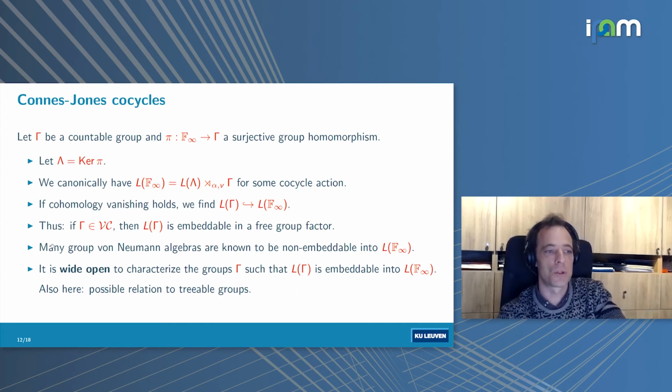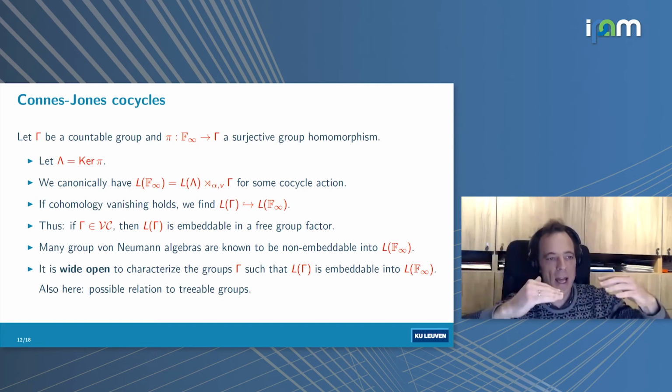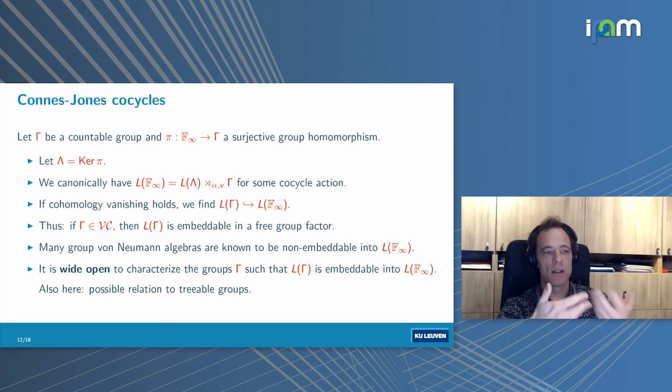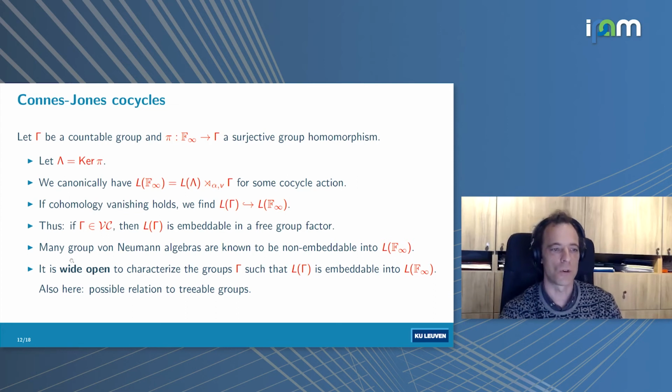But first of all, of course, many group von Neumann algebras are known to be non-embeddable into L of F infinity. There are certain properties of L of F infinity, for instance, the Haagerup approximation property, that are inherited by all its subalgebras. The same goes for not having commuting things. I mean, that's the so-called solidity property of Ozawa. It's inherited by subalgebras, and therefore it leads to all kinds of obstructions for cohomology vanishing.